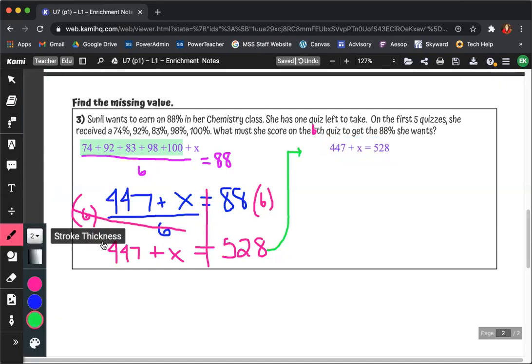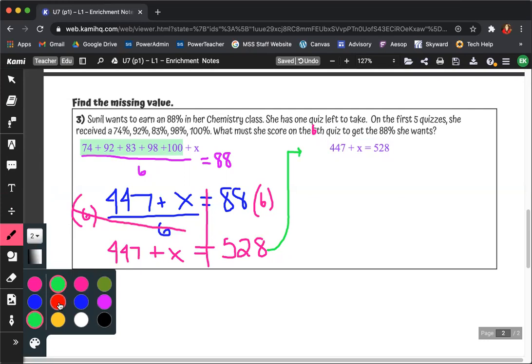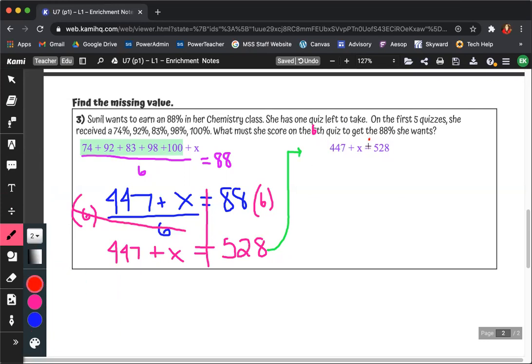Now we're going to solve this equation. Draw my line down the equal sign. We have positive 447. We're going to get rid of it by subtracting 447 from both sides. On the side with the variable, it should cancel to just x. On the other side, I'm going to plug in 528 minus 447, and I get 81. So she needs to get at least an 81%.